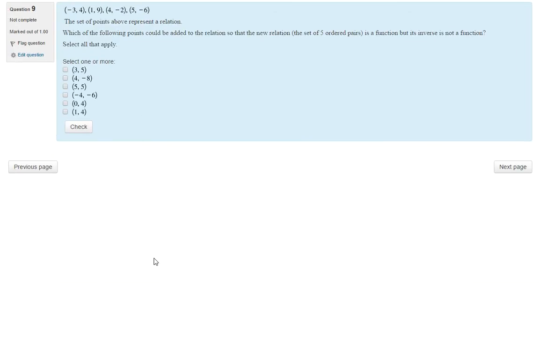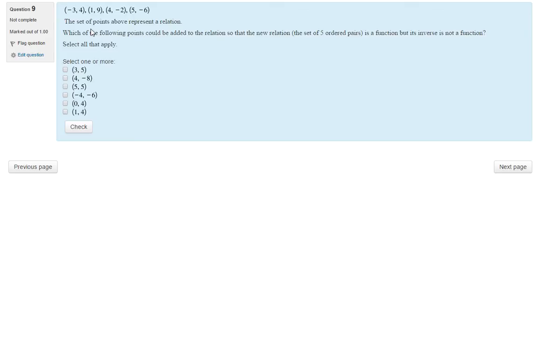Okay, the last two questions, I think these are kind of good questions myself. These ask you to take a relation that consists of a set of 4 ordered pairs, and we want to see for which of these options we could pick a point that, when we add it to the original set, would create a relation that is a function, but an inverse that is not a function.